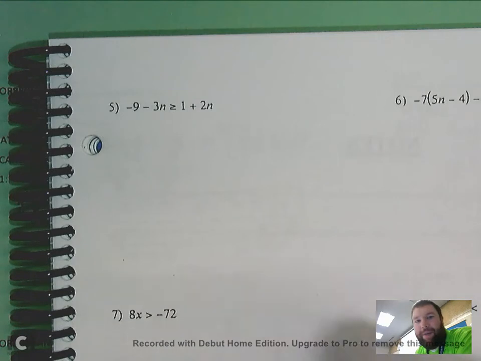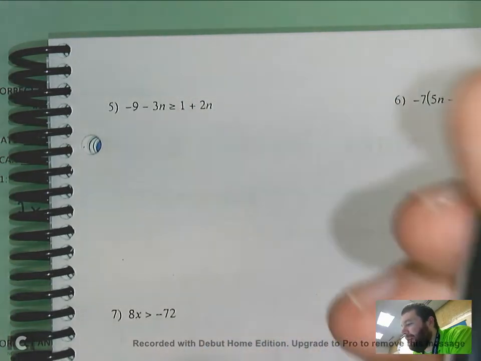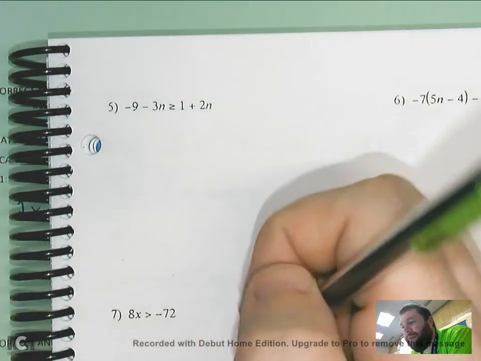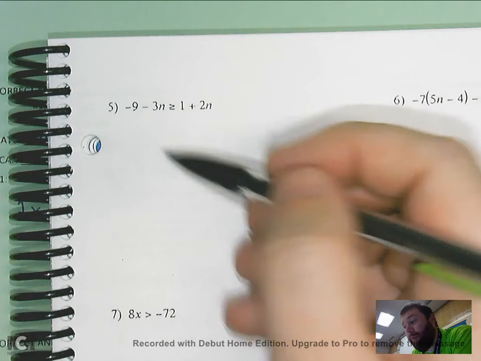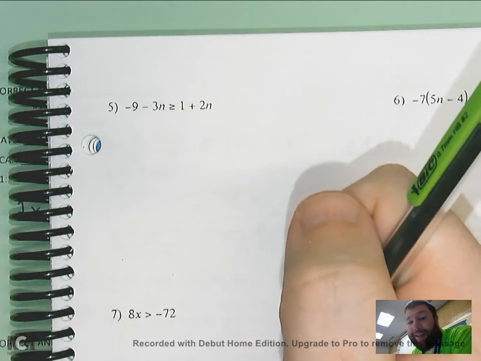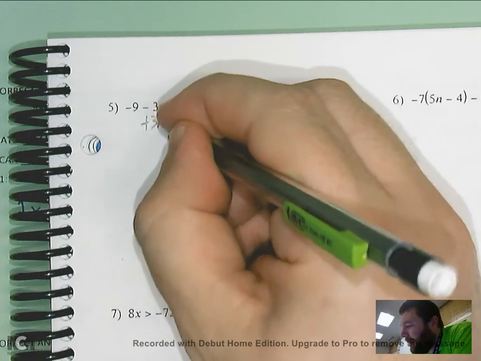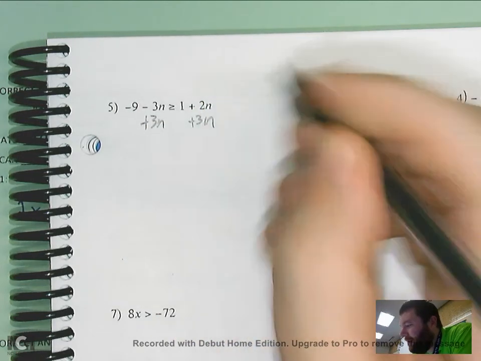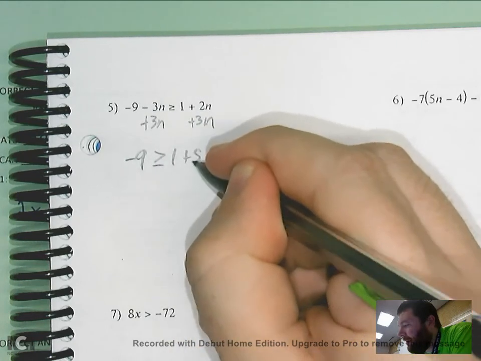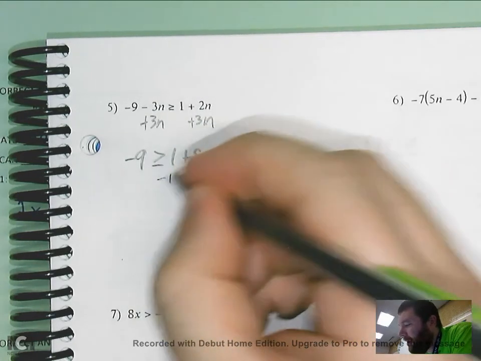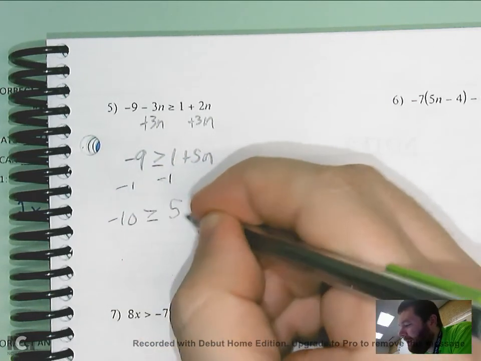Okay, number 5 here. There's nothing to distribute, no like terms combined. So my first thing I'm going to do is I'm going to move the variable to one side. With inequalities, I like to move it in a way that makes it positive in the end, so you don't have to worry about flipping the inequality symbol. So I'm going to add the 3n to each side. And that leaves me with negative 9 is greater than or equal to 1 plus 5n. And then I would minus 1, which gives me negative 10 is greater than or equal to 5n.